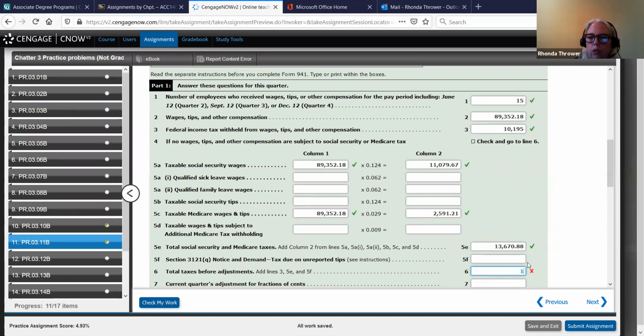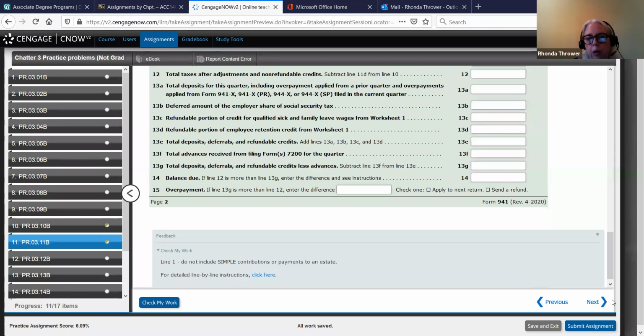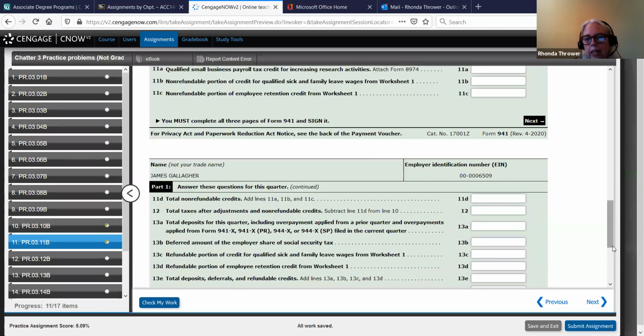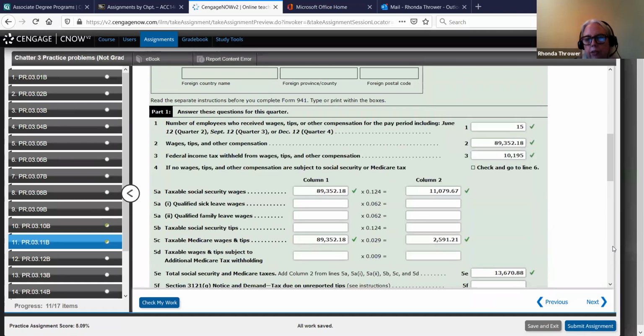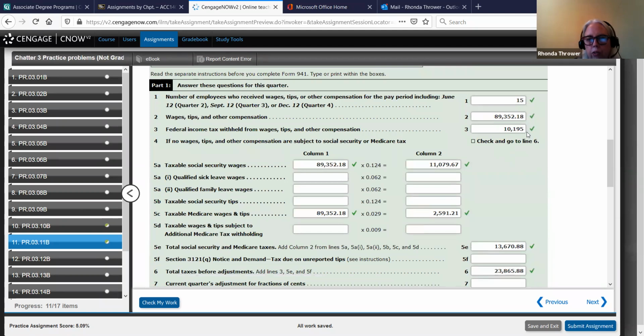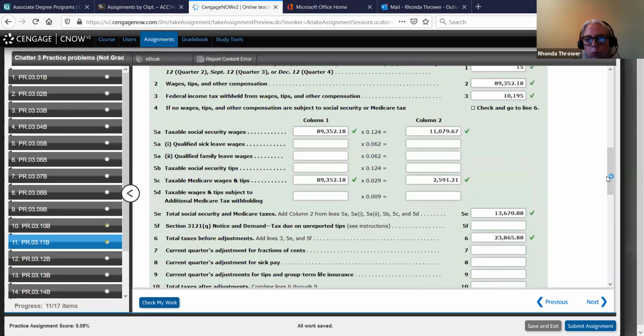So the total amount here is $23,865.88. Let me check my work again just to make sure my math is correct. It's always a good idea to do that. And it is. So you add lines 3 and 5E and 5F together, and that will give you the total taxes before adjustments.